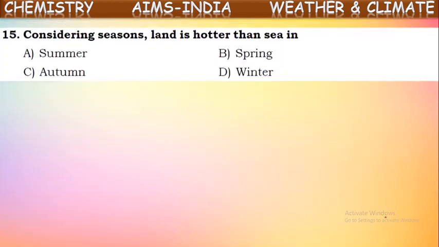Next, considering seasons, land is hotter than sea. Actually, according to the seasons, we observe that land gets hotter and also cools faster than the water. So, in summer seasons, land will be much hotter than sea because it becomes hot immediately, whereas the seawater gets hot very slowly. So, in summer season, land will be hotter than seawater.